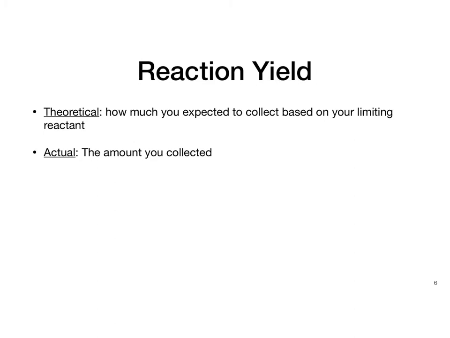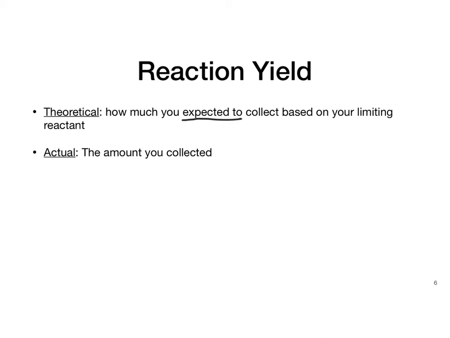So as we continue to think about reactions, we want to start to talk about yield. So how much do you get at the end? In the previous problem, we talked about how much titanium 4 chloride is made. And so in this case, the theoretical is how much you expected to make, and the actual is the amount that you collected.